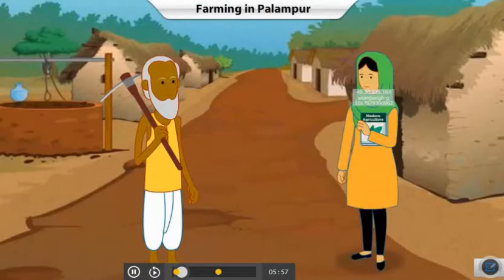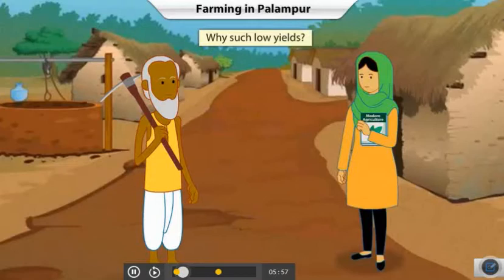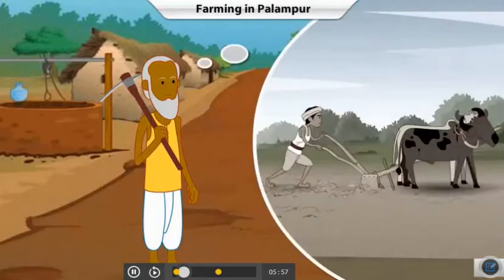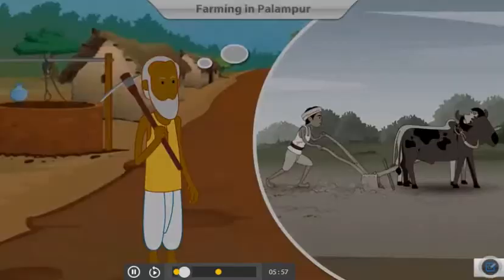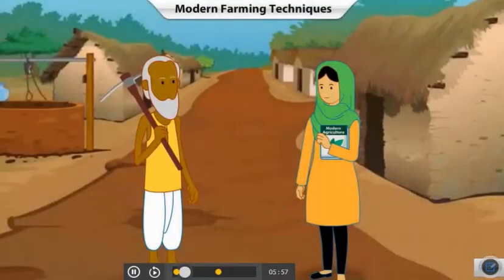Chacha, I am surprised that our village suffers from such low yields. Why don't we use modern farming techniques to help increase the yield on our farms? What do you mean by modern farming techniques? We have been practicing agriculture over generations and follow the best possible agricultural practices. Times have changed. Let me take you on a step-by-step guide.